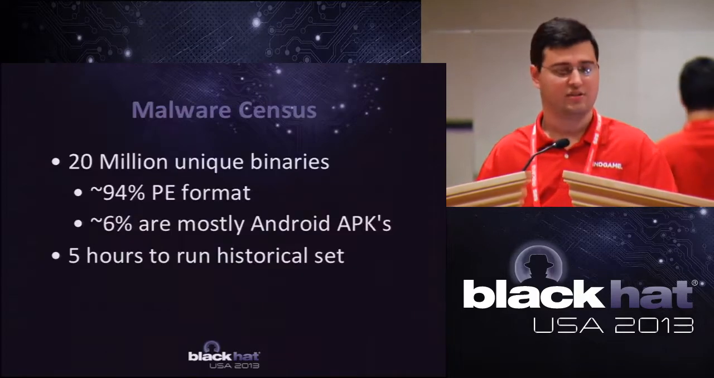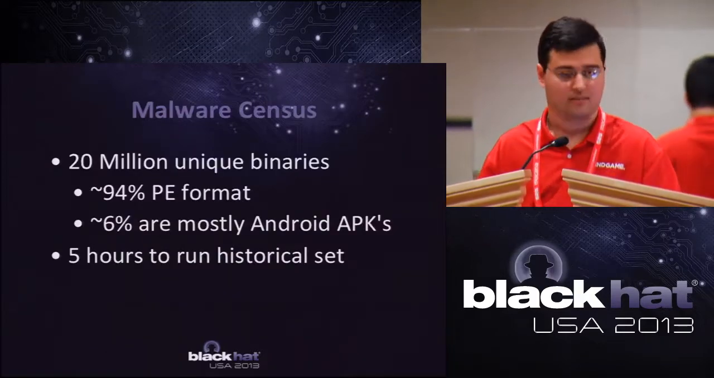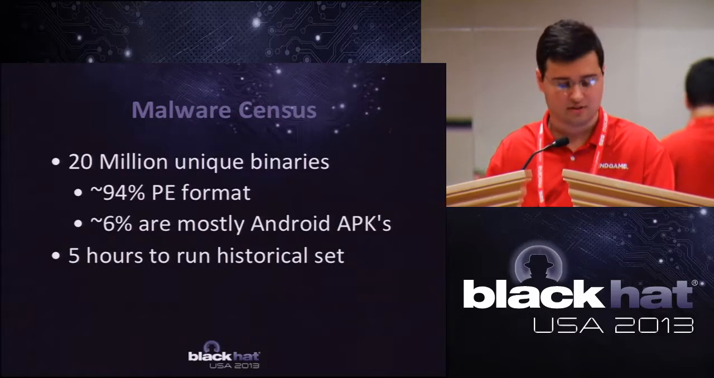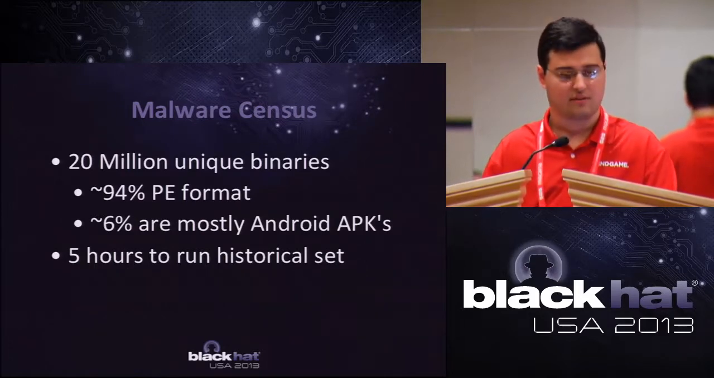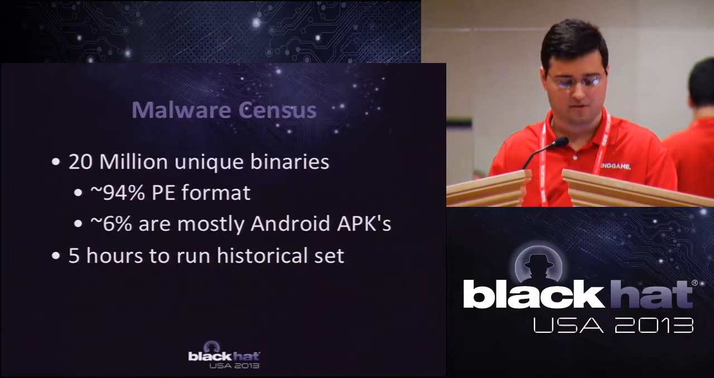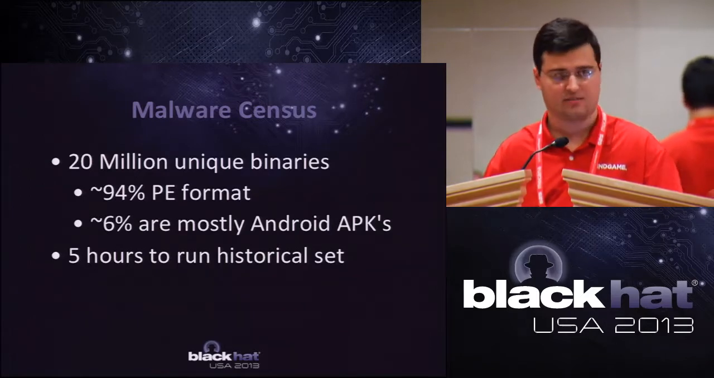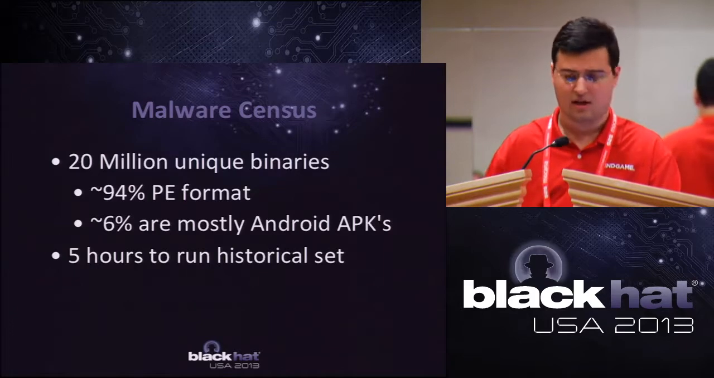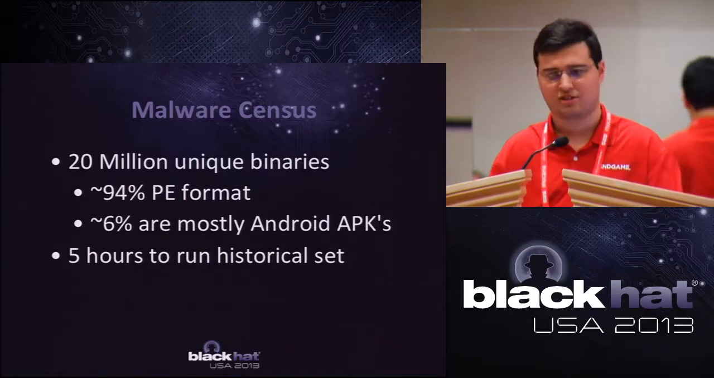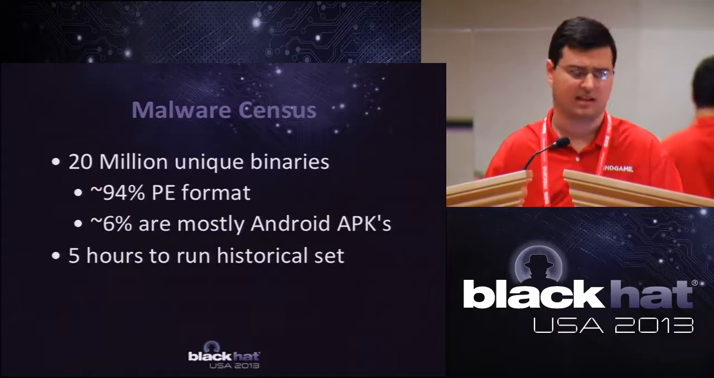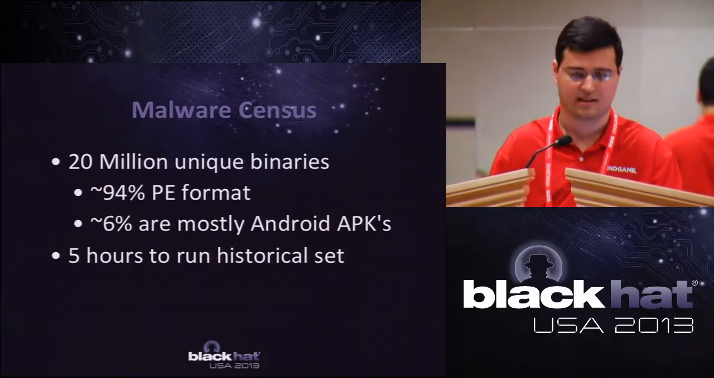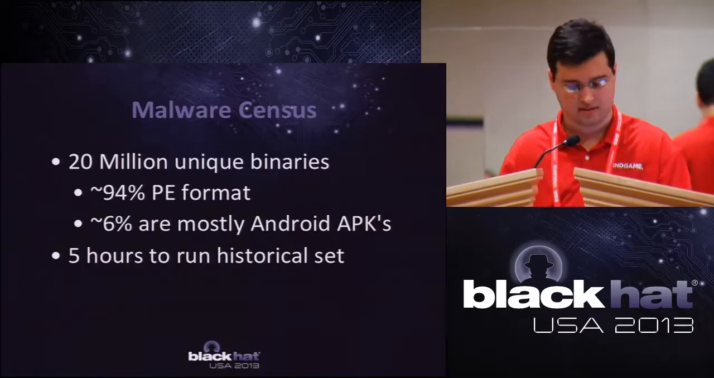Obviously we've been using the system internally for some time, and we've developed some results, and we're opening them up and sharing them now. Going back to the original part of this presentation, our historical data set is around 20 million unique binaries. 94% of them are in the PE format, about 6% are Android APKs and various things that run on the Dalvik JVM. And then there's some minuscule fraction left over that represents Macromedia Flash, PDFs, all sorts of other detritus that tends to get collected all at once.